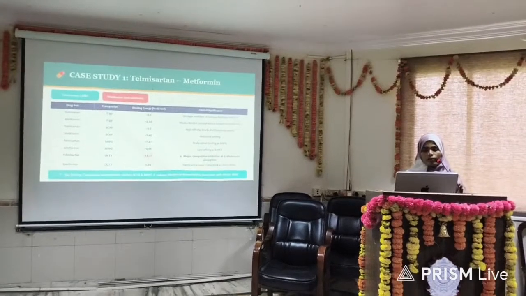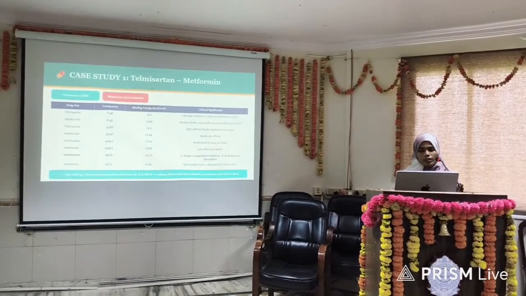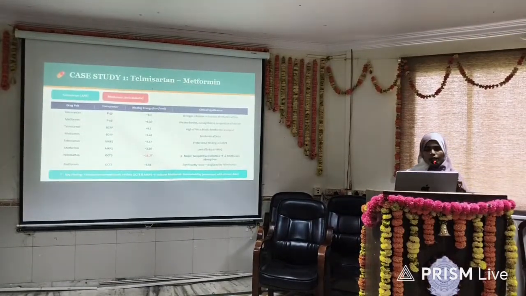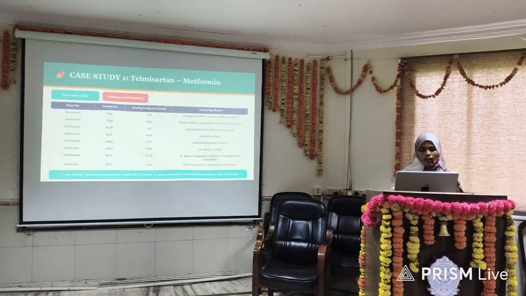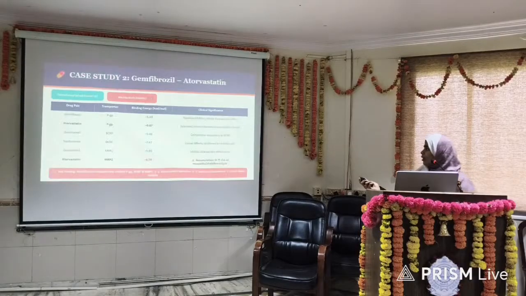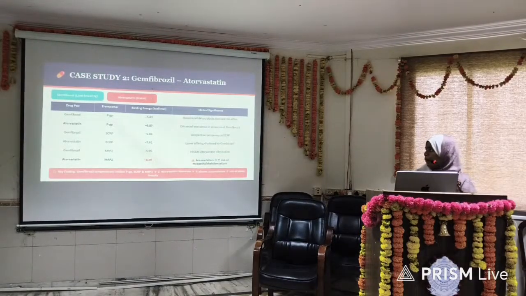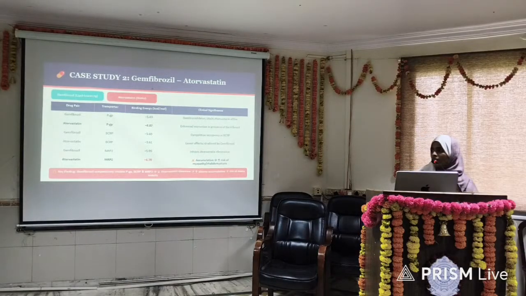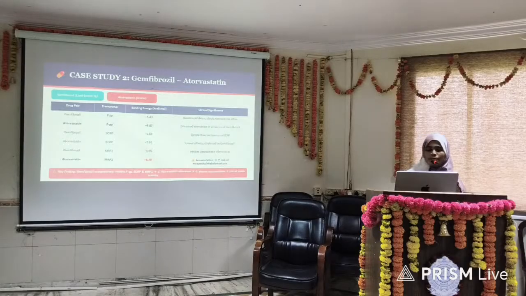The binding affinity of telmisartan is stronger than metformin, so as a result metformin's bioavailability in the body is reduced. The second case is gemfibrozil and atorvastatin. Gemfibrozil is a lipid-lowering drug and atorvastatin is a statin drug. These drugs are docked with the respective proteins like PGP, BCRP, and MRP2.